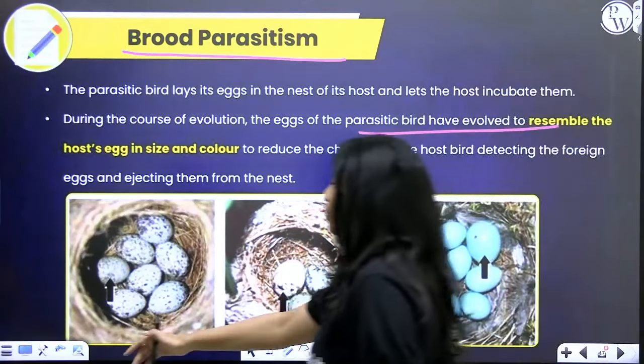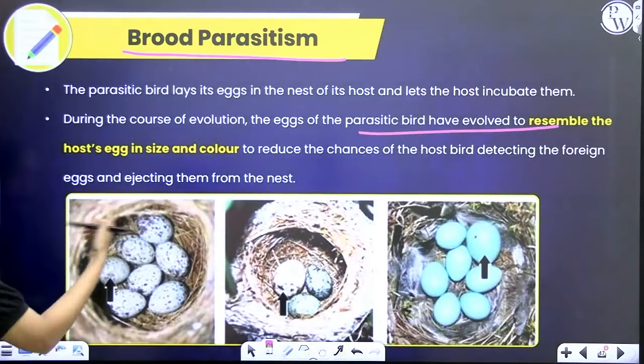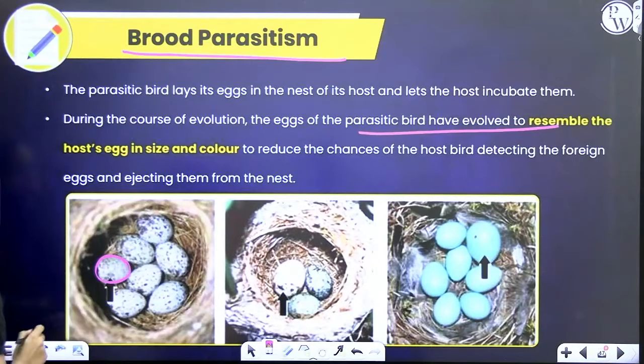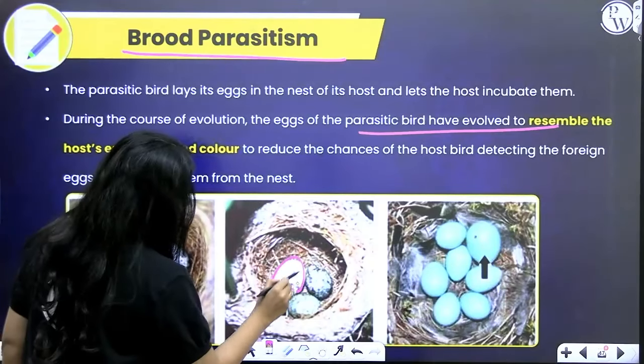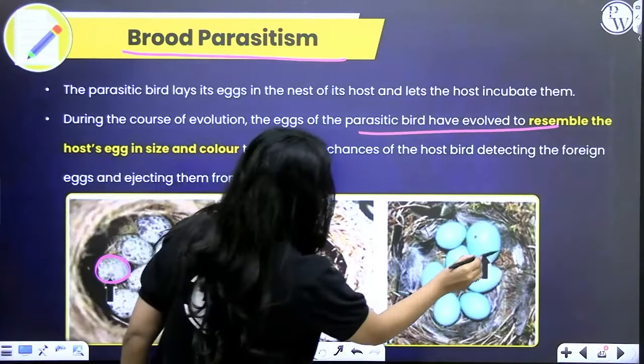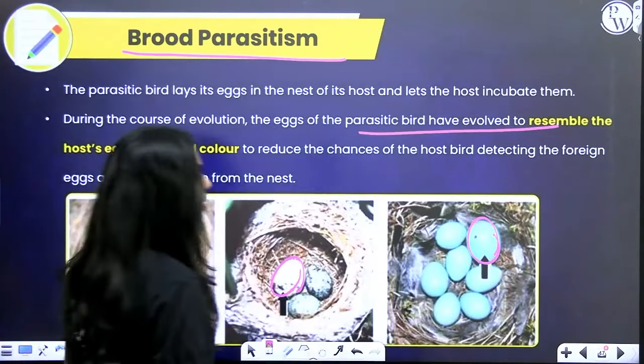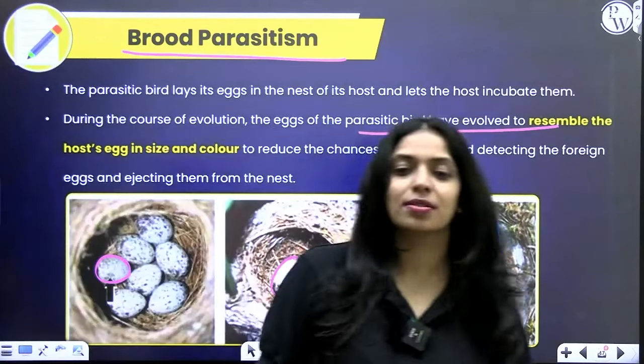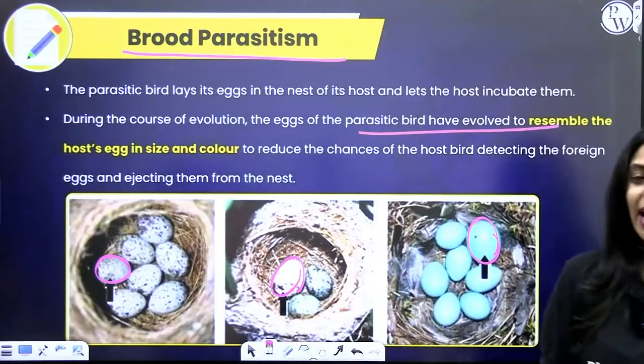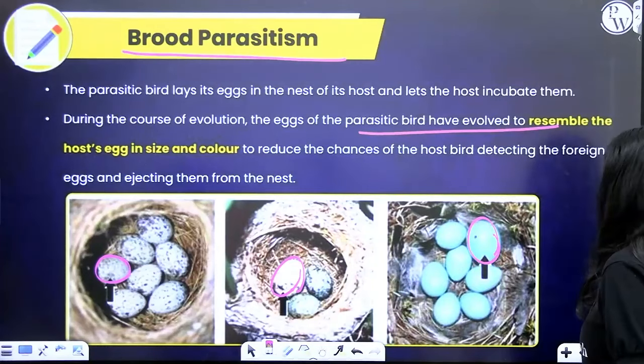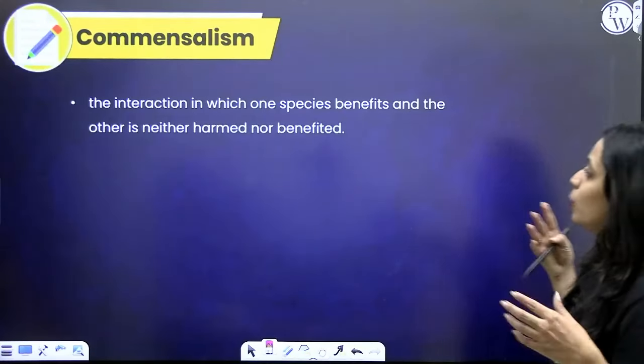Here I have put some images. You can see how all of these eggs look similar, but this is the egg of the cuckoo and the rest are the eggs of the crow. Here also, this is the cuckoo egg, these are the crow eggs. Here, this is the cuckoo egg, these are the crow eggs. You really can't make out which is the parasite's egg, which is the host egg. Right? Yeah, so now we've come to commensalism.